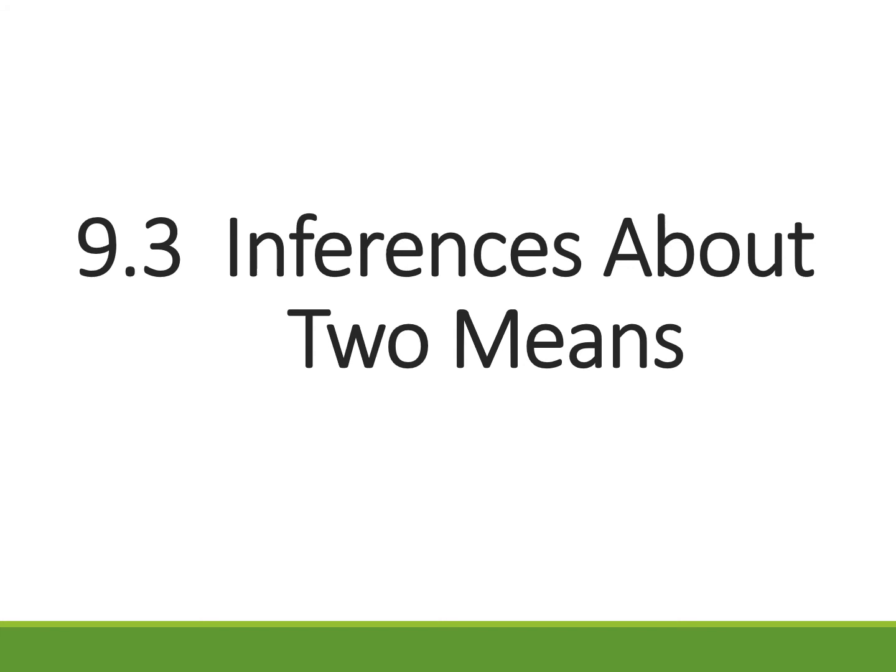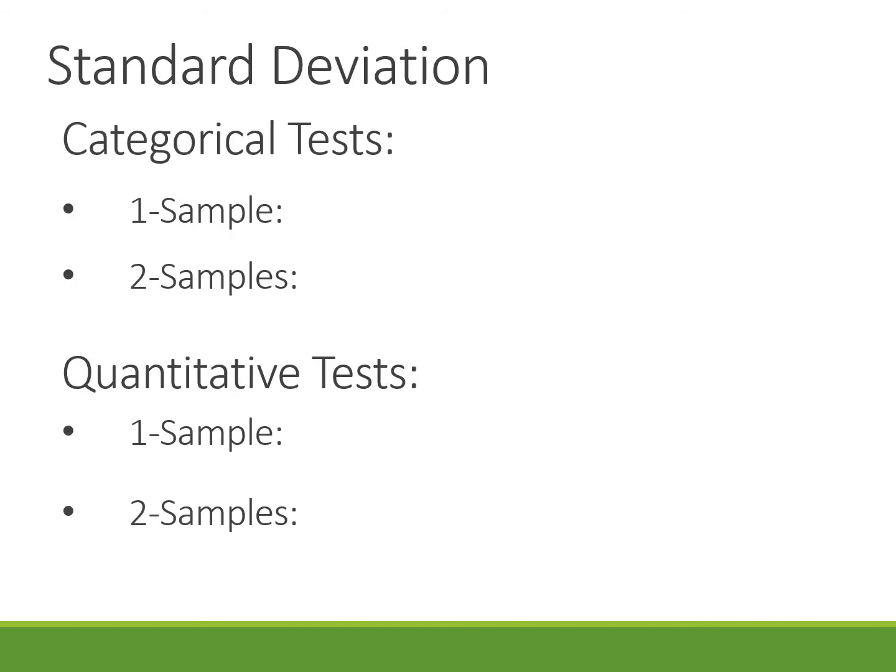Section 9.3 is the same thing as the previous section, with the only difference being that now we're working with a problem that has two quantitative samples instead of two categorical samples. To start, let's go through all the different ways we can find standard deviations for the different tests we learn.